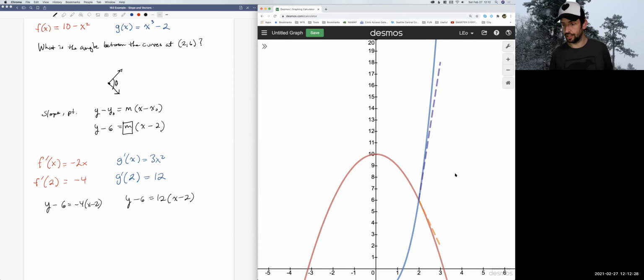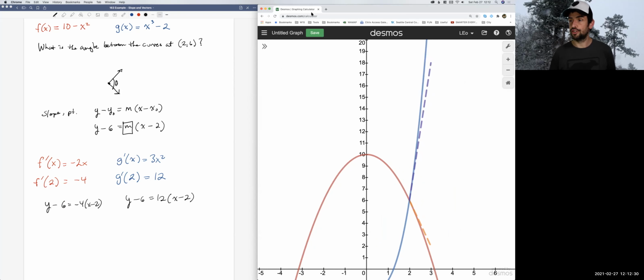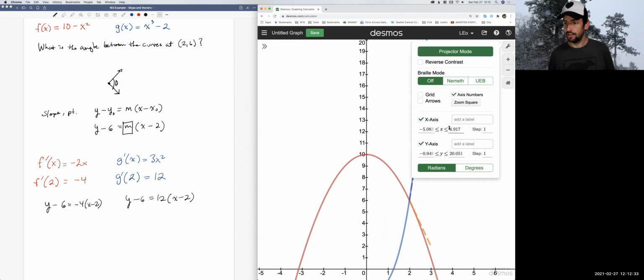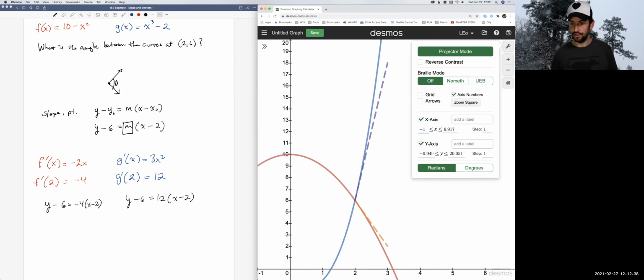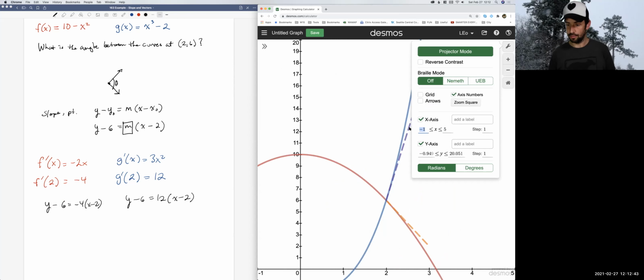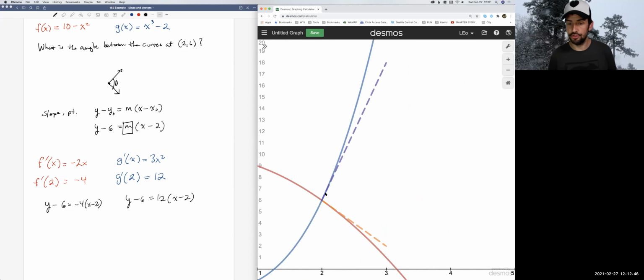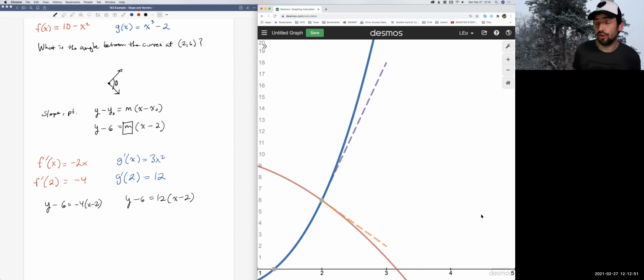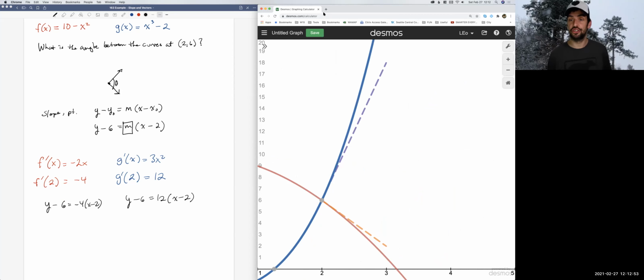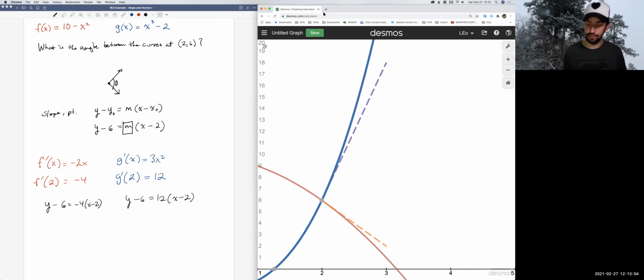So there's my two tangent lines. Let me even change my window here. Let's stretch out the x values a little bit to make this a little bit clearer. Let's do it even more. Okay, so now I'm zoomed in on that point, and you can see I have not graphed the entire tangent line, but just a portion of each. The purple one is a portion of the tangent line for g, and the orange one is the portion of the tangent line for f.